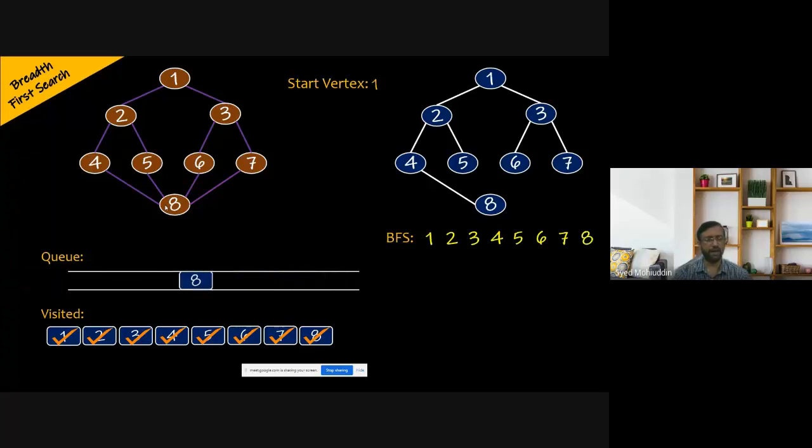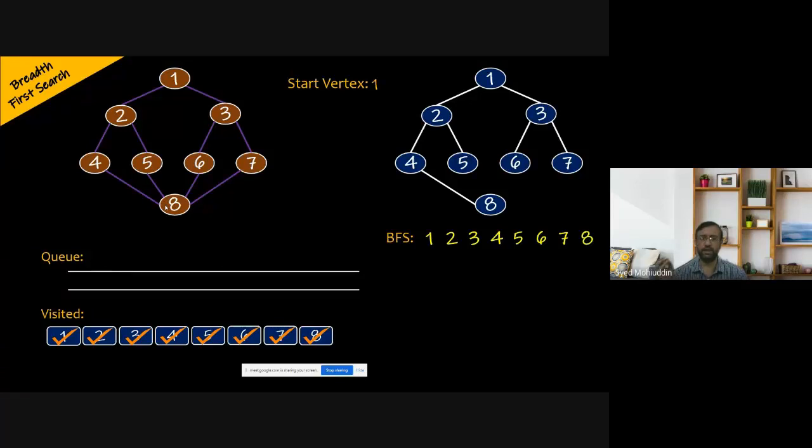And finally, we have vertex 8, which is removed from the queue. Vertex 8 is already visited, so there is no need to visit vertex 8. Now there are no more elements in the queue. So when there are no more elements in the queue, that means we have completed breadth first search.